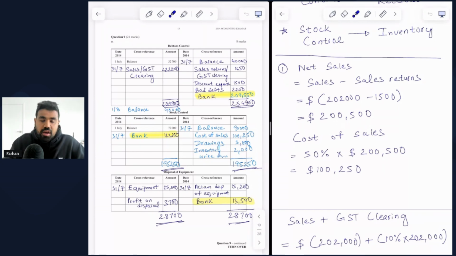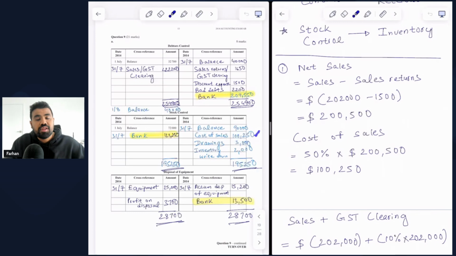So you know the net sales, and if you want to find the cost of sales, you just simply apply 50% on the net sales, and that's $100,250. And this is 100% verified by the income statement value as well. So you have nothing to worry about. You will get full marks. So the cost of sales is on the credit side of $100,250.